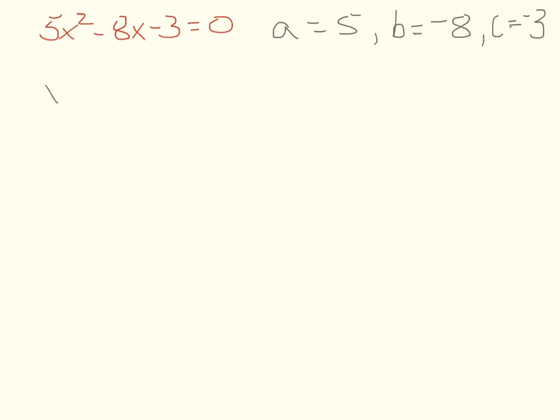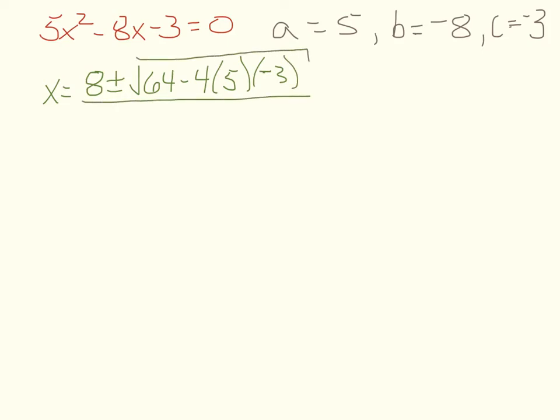So x equals negative b is what the formula says, but we already have a negative 8, so negative b means that it becomes a positive 8, plus or minus the square root of b squared. You're going to square the negative here, so it's 64, minus 4 times a times c. And again, you got to really watch out for your signs. All that's in the square root, all over 2 times a.